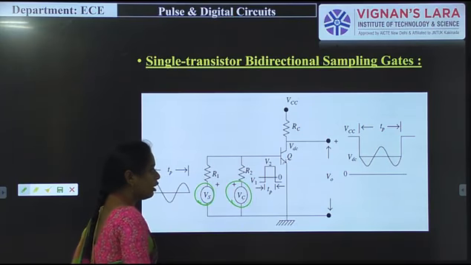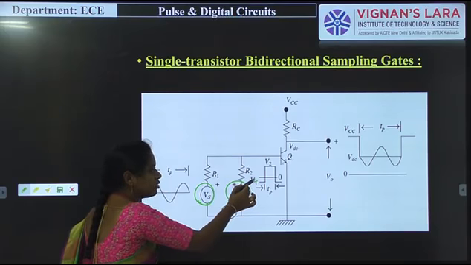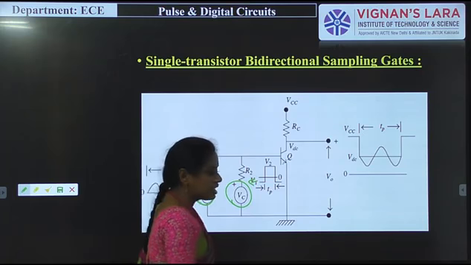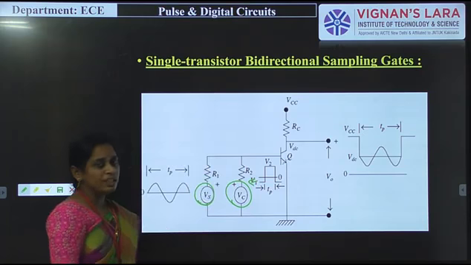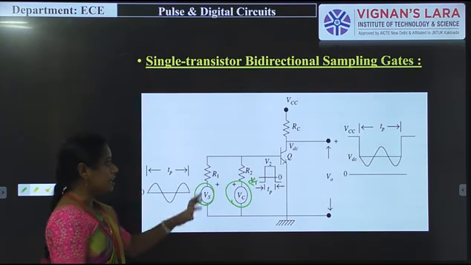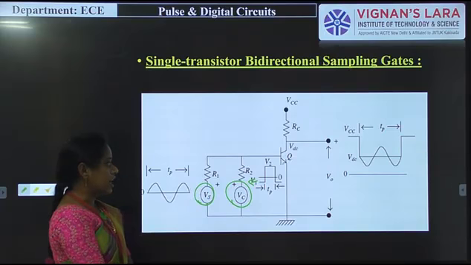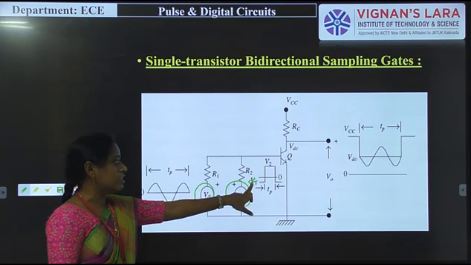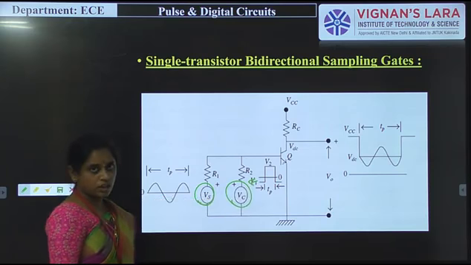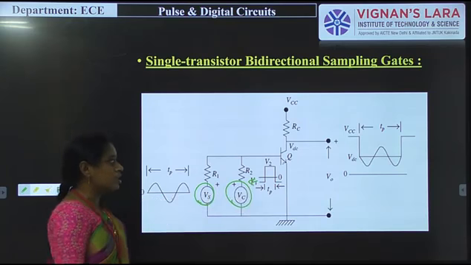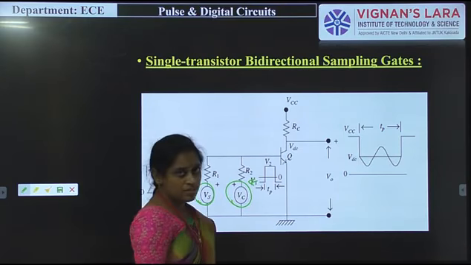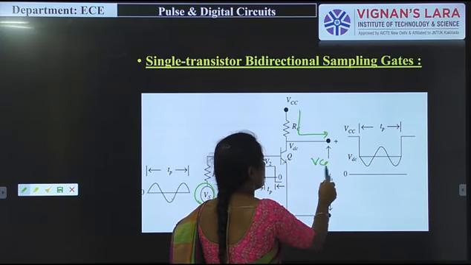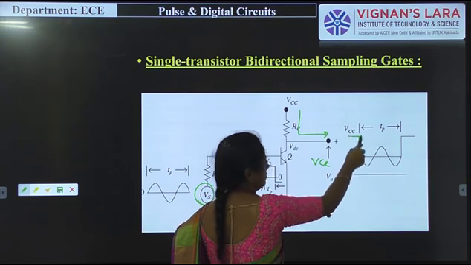First of all, we take the control signal as a negative signal. So what happens when the control signal is a negative signal? Due to this condition, the negative value of Vc is more than the input signal Vs. So obviously the transistor Q is in the off condition. When the transistor Q is off, the output voltage will be V0 equal to VCC.